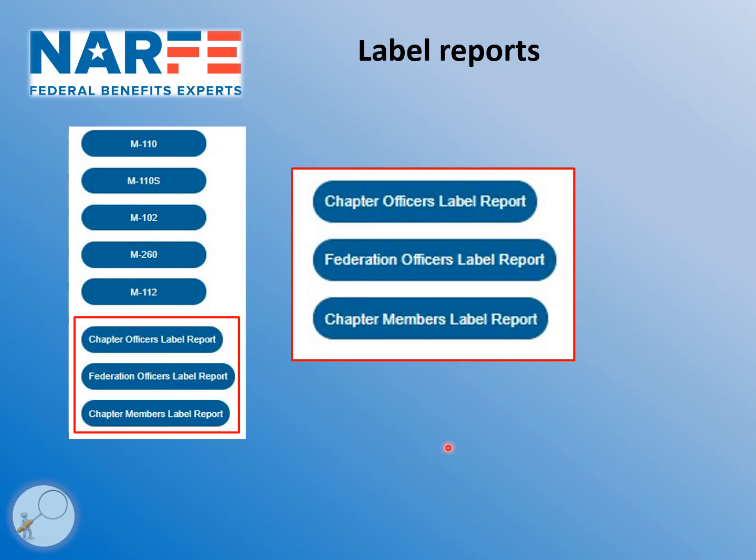Below the reports, we have the label functions. They are called reports, but they're actually just functions for pulling labels, either for all of your chapter officers in the Federation, for all of your Federation officers, or for all of the chapter members in your Federation. It does not include a selection to pull labels for national-only members.